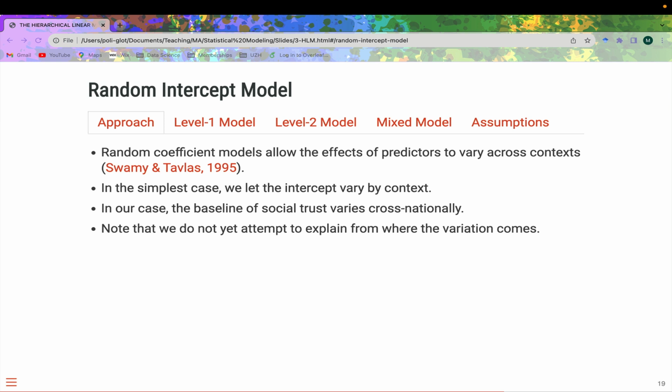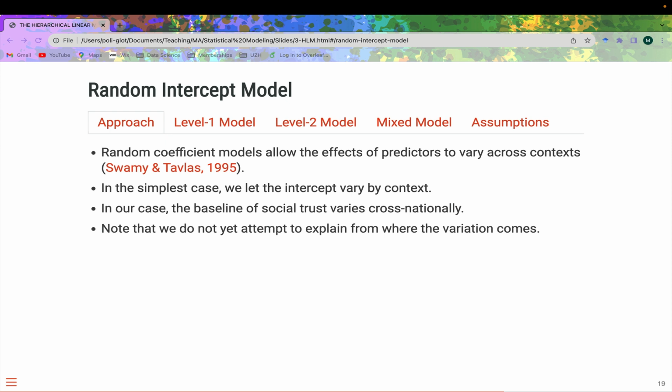In the previous video on the hierarchical linear model, we simply looked at a way in which we can decompose levels of social trust into individual and country level components. But there were no predictor variables in that analysis, and now we would like to add an individual level predictor to the model in the form of political efficacy.